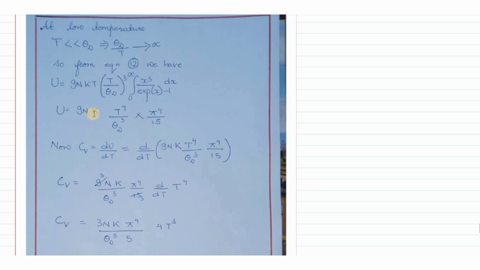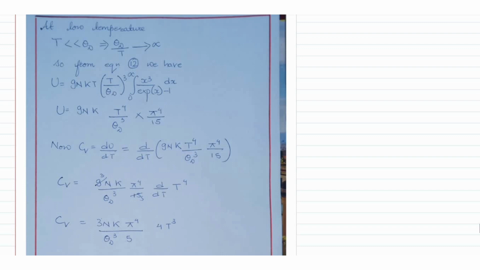U is equal to 9Nk. This T cube and T gives T to the power of 4, over theta_D to the power of 3, into this term, this is our special integration. Integrating this term we get pi to the power of 4 by 15.